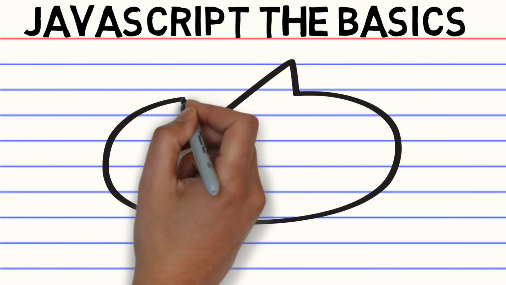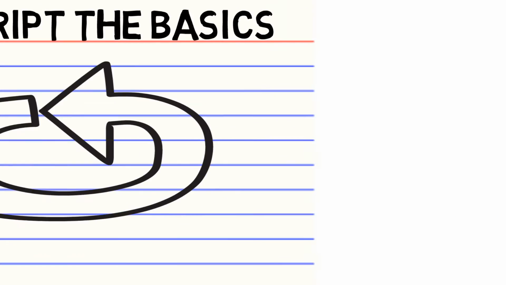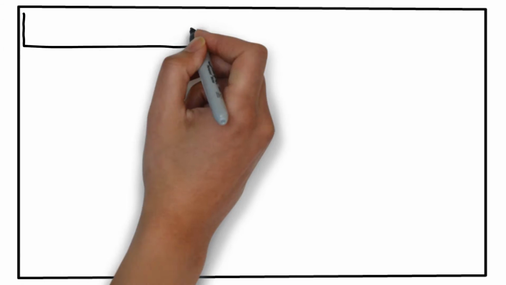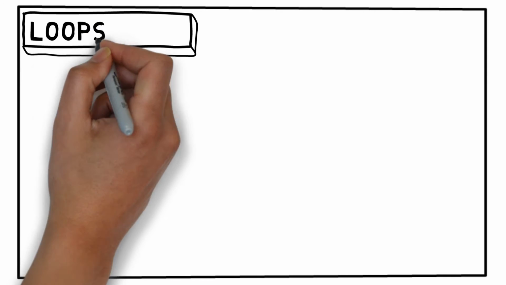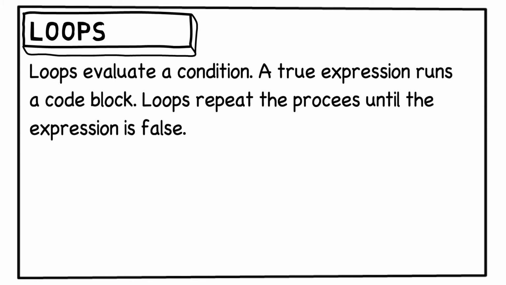In this section, we're going to look at loops in JavaScript. What is a loop in JavaScript? Loops evaluate a condition. If true, we enter a code block and run the statements within the code block. After running the code block, we check the condition again, and if it is still true, the code block will run again. We repeat this until the condition returns false.